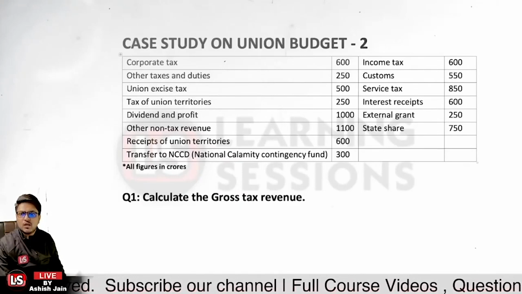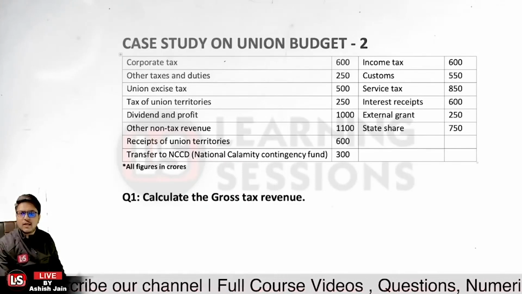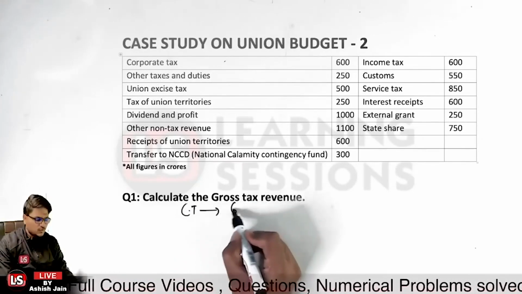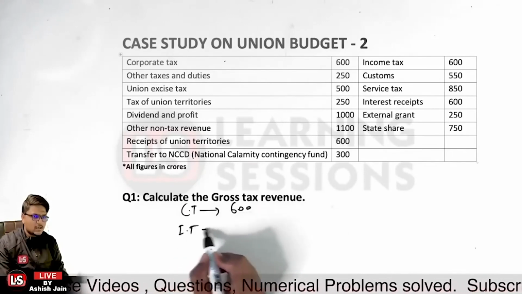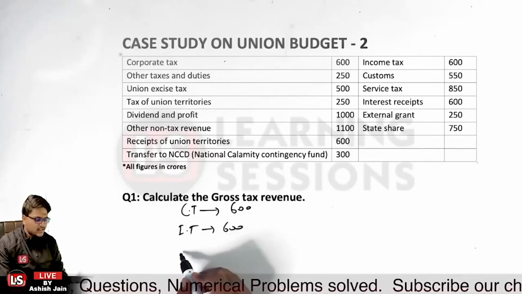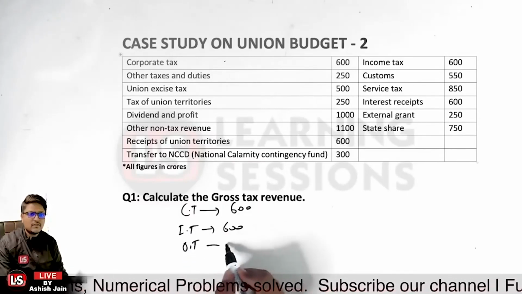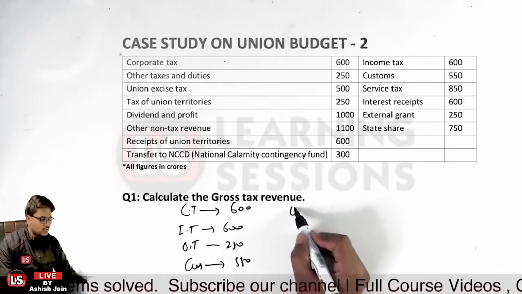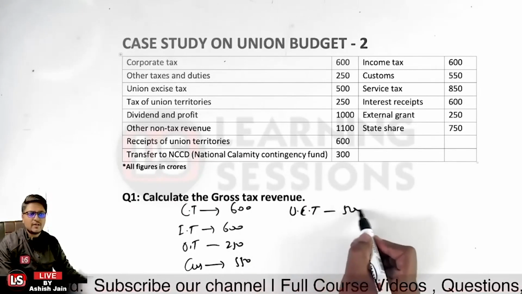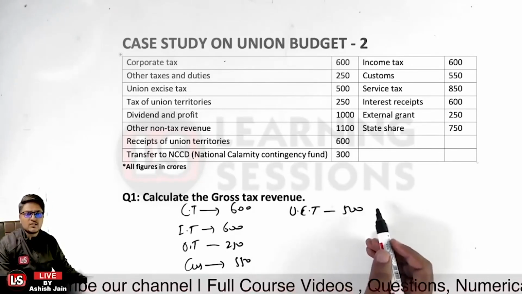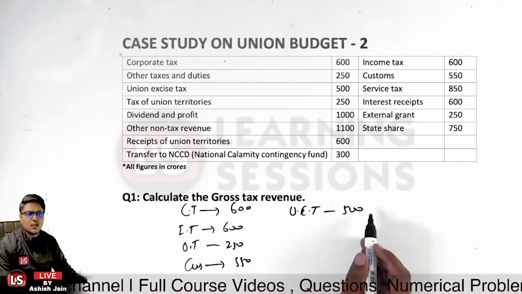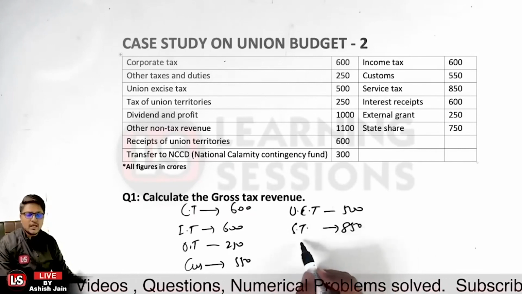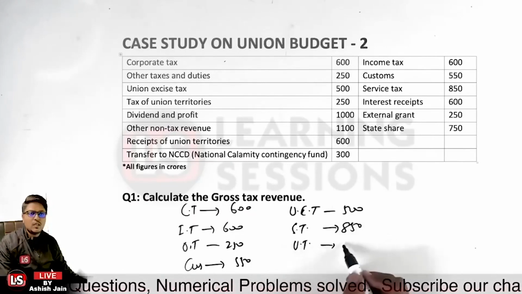So what would be the answer related to it? We need to add them all up. The corporate tax, I'm just writing in shorthand, is equal to 600, plus income tax is given to be 600 again, plus other taxes and duties 250, customs 550, and union excise tax 500. That is related to the tax on production. Service tax basically covers all the GSTs and the VAT over here, that is 850, and the tax of union territories is given to be 250 again.